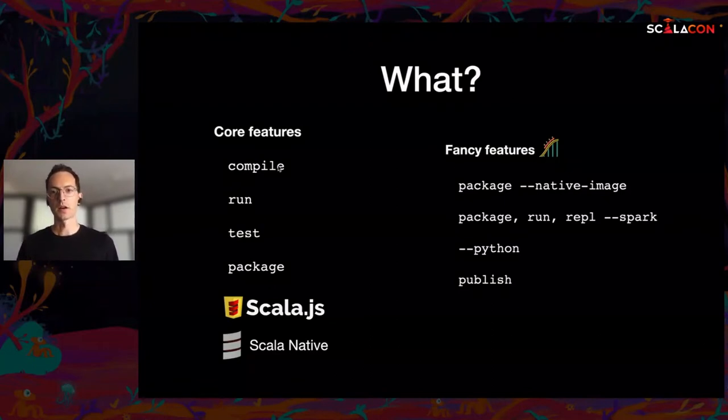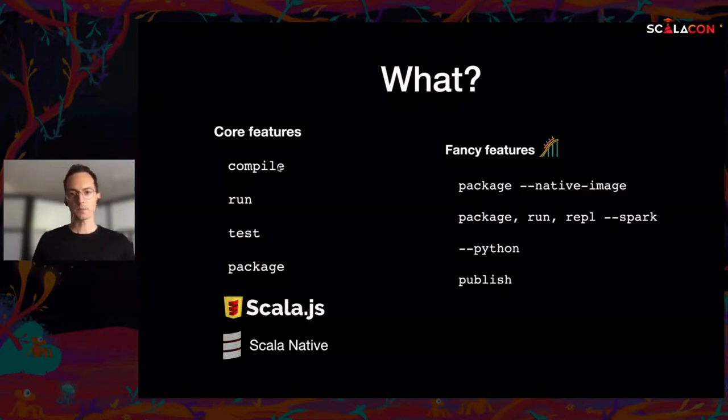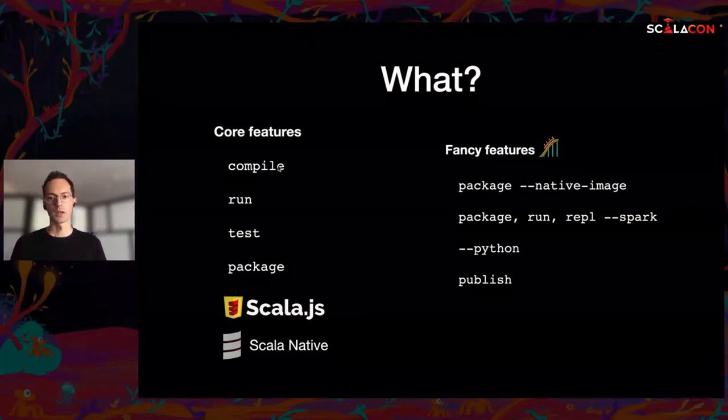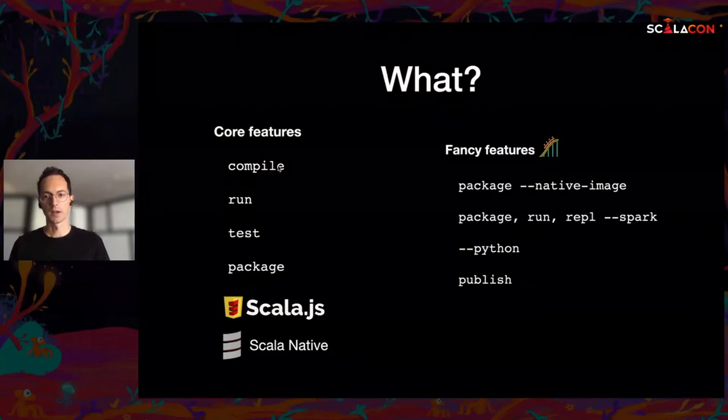But then there are also more fancy features, such as GraalVM support. So you can package a Scala CLI project using native image just by passing a single option, --native-image, which I won't demo here, but you can find more details about this online.